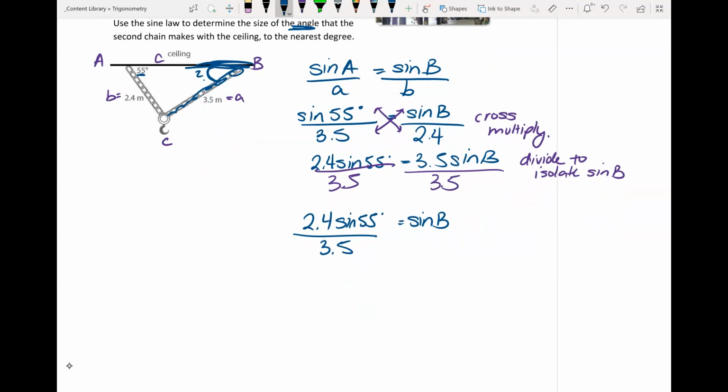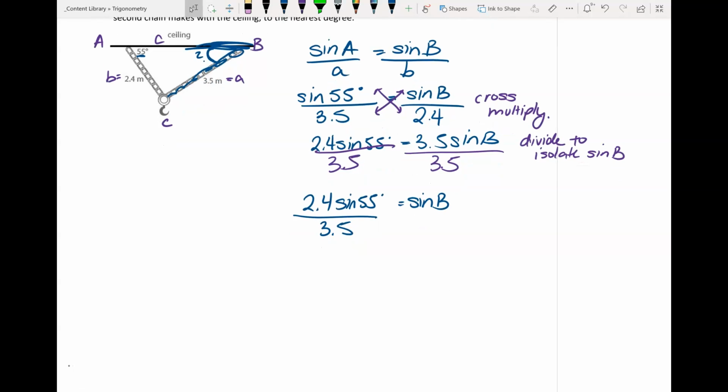Now I'm going to put 2.4 times sine 55 divided by 3.5 in the calculator to get some sort of decimal, and then I'll take the sine inverse of both sides to isolate B. Okay, so I'm going to first try to simplify the left-hand side. So 2.4 multiplied by sine 55, then press equals, then divide by 3.5, then press equals again, will give us a long decimal number, 0.5617, and it goes on a bit.